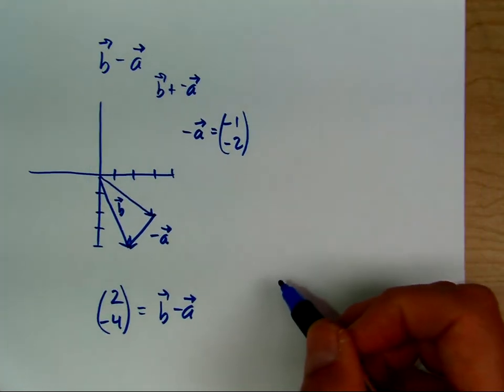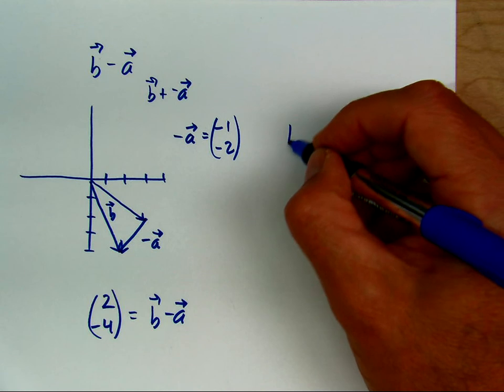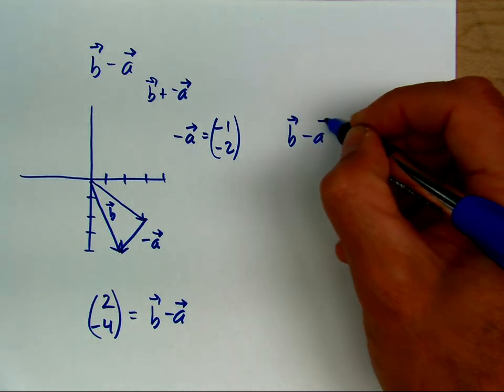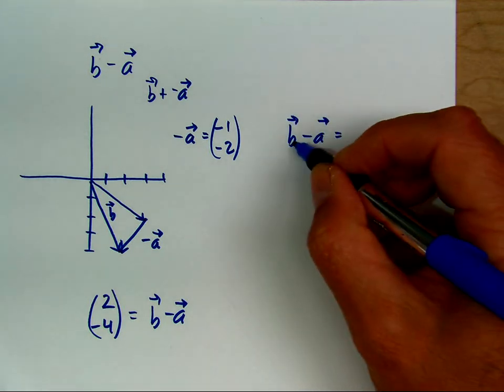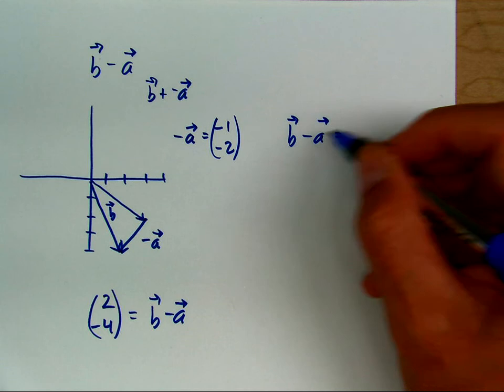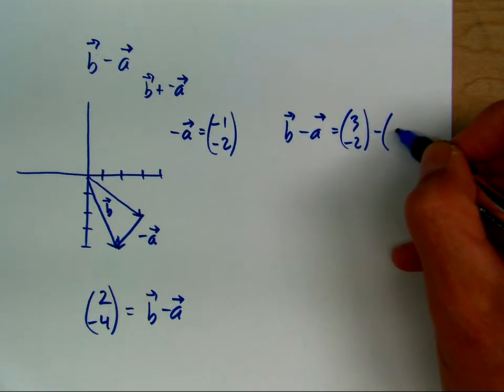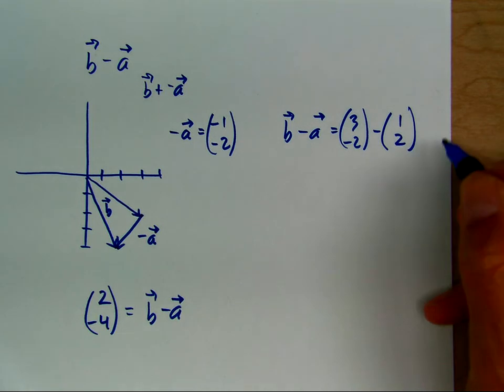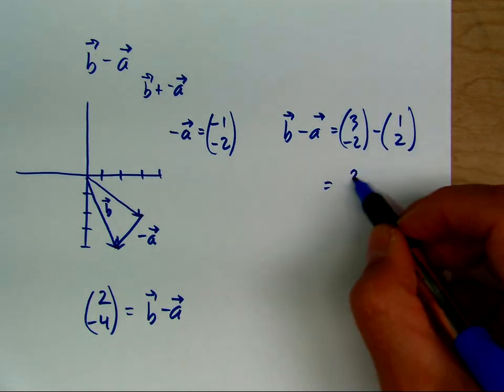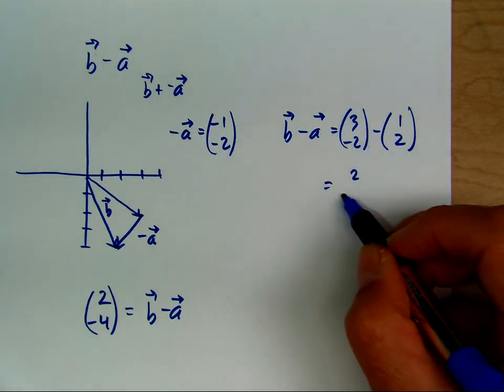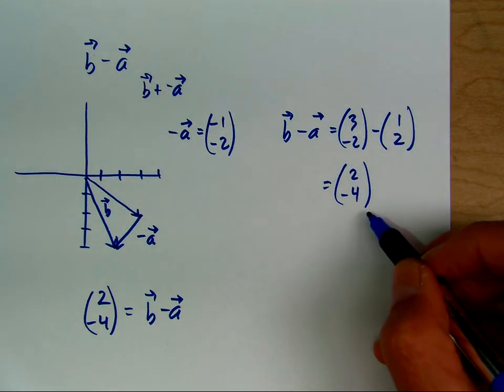But we can do it analytically just with B minus A. We copy B, which is 3, negative 2, and then we copy A, which is 1, 2, and 3 minus 1, negative 2 minus 2, so we get the same vector.